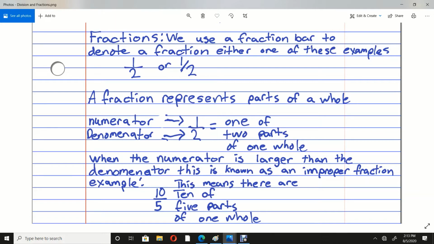Either one of these examples. We use a fraction bar to denote a fraction either one of these ways. Either one of these ways is the way we write a fraction, right? 1 over 2, 1 over half.